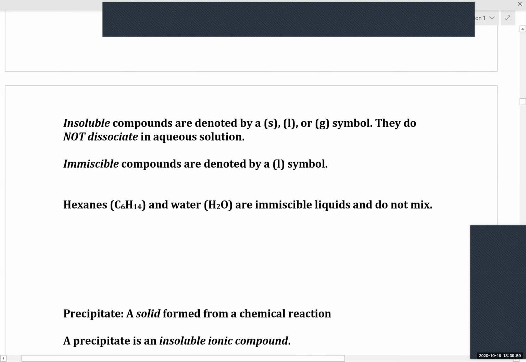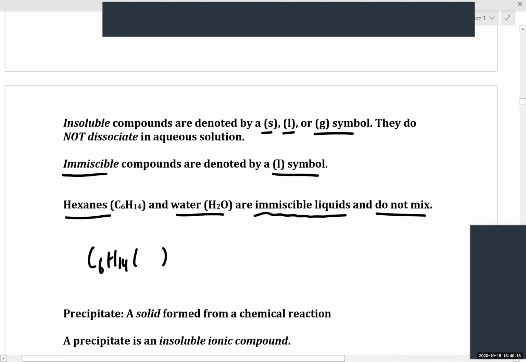Insoluble compounds are denoted by a solid, liquid, or gas symbol, while immiscible compounds are denoted by a liquid symbol. So for example, hexanes and water are immiscible liquids and do not mix. So we'd write out hexane. If it's immiscible, what state symbol does that tell us? Liquid. So we'd write hexanes as a liquid, and water, we all know intuitively, is a liquid.